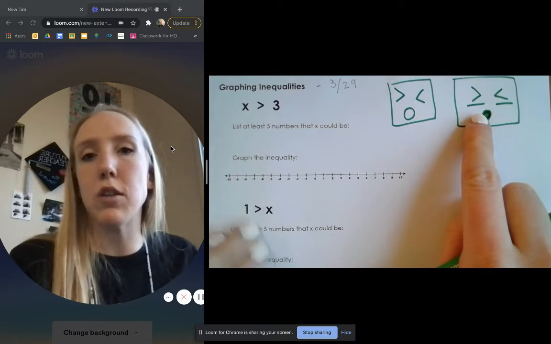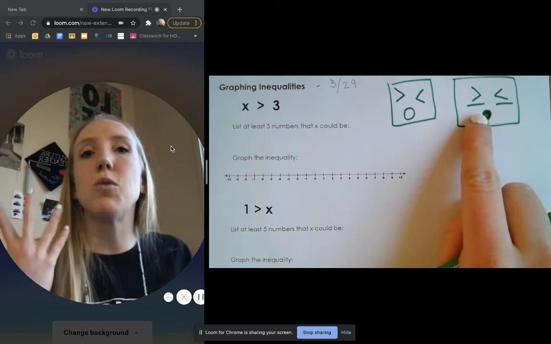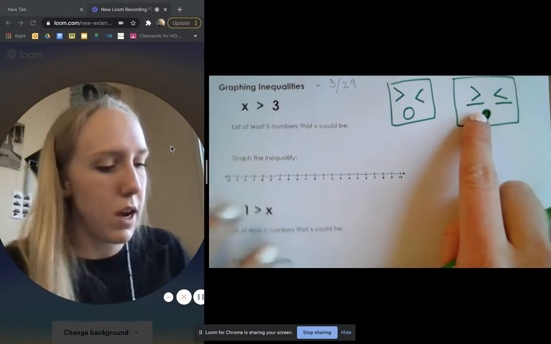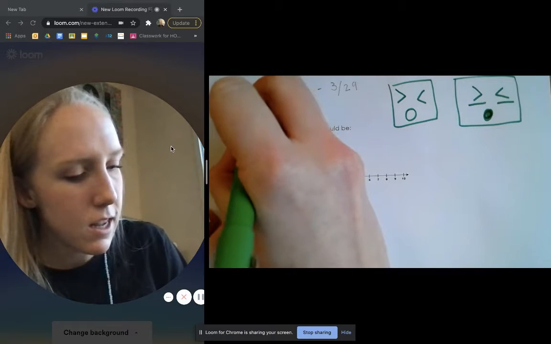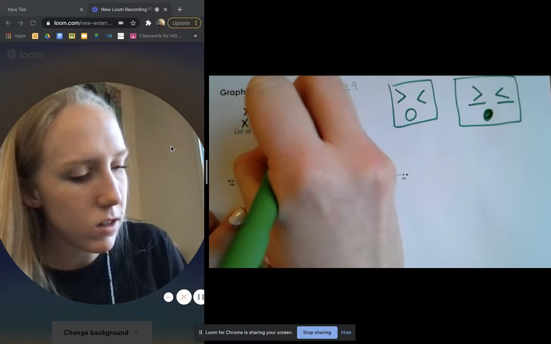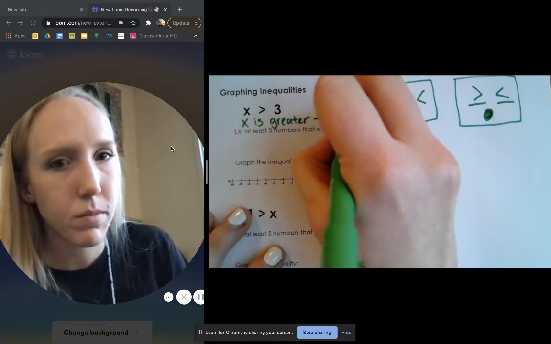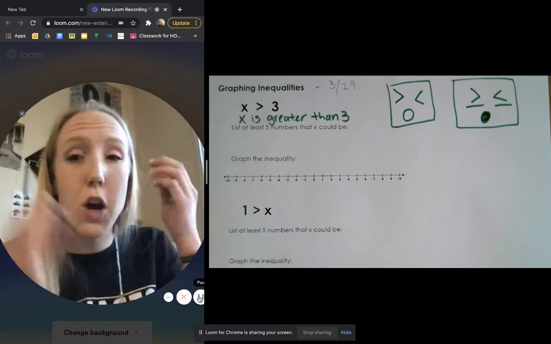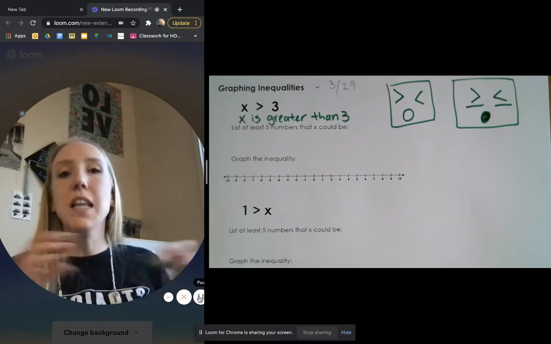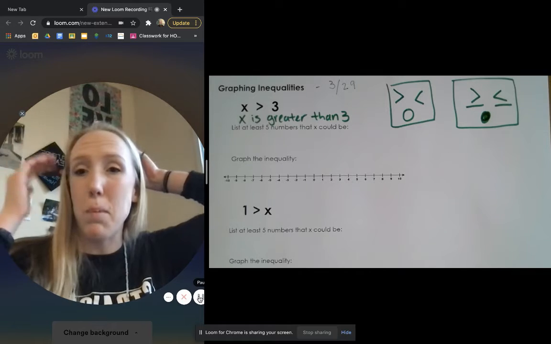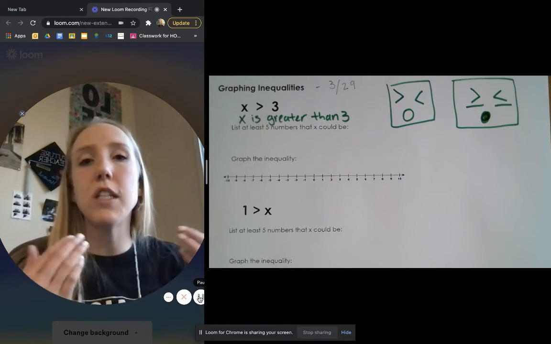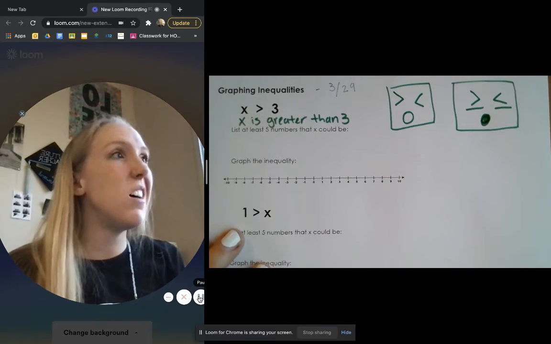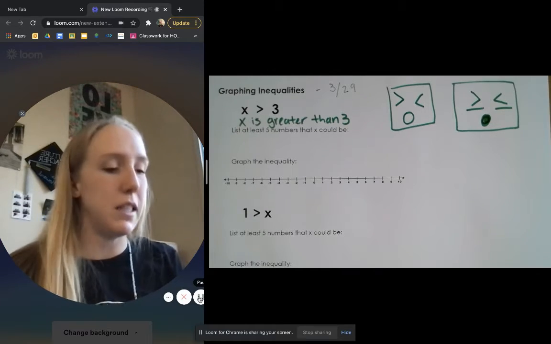So the other important thing to remember is that we can read these as words. We can translate this into words. So this says x is greater than 3. Since we know that x is greater than 3, we're going to list 5 numbers that x could be, just to help our brain wrap around what x could be. So think to yourself, any numbers that are greater than 3, we can list right here.